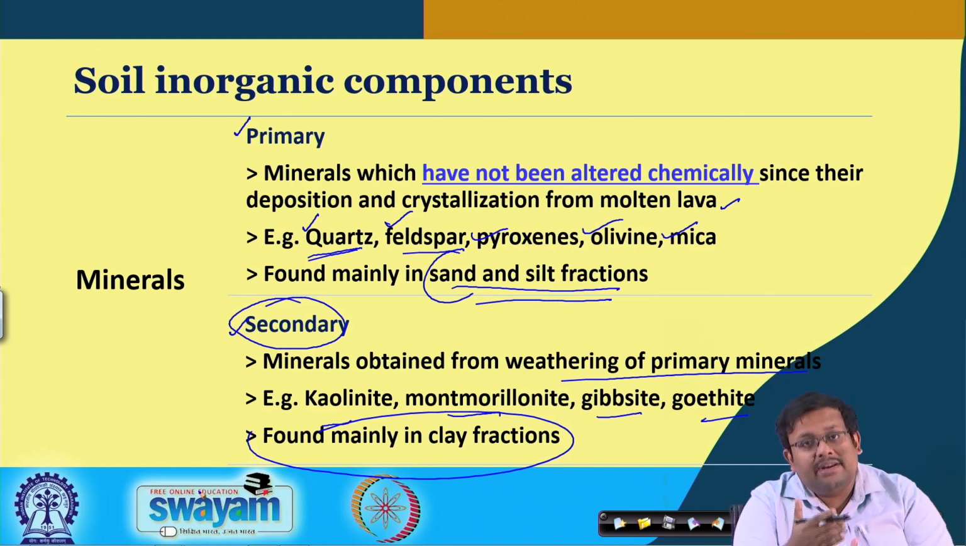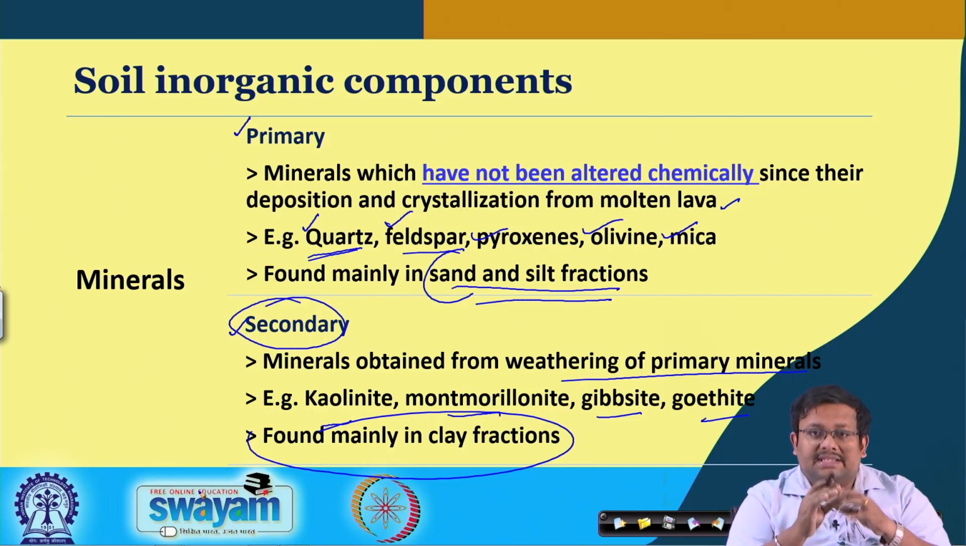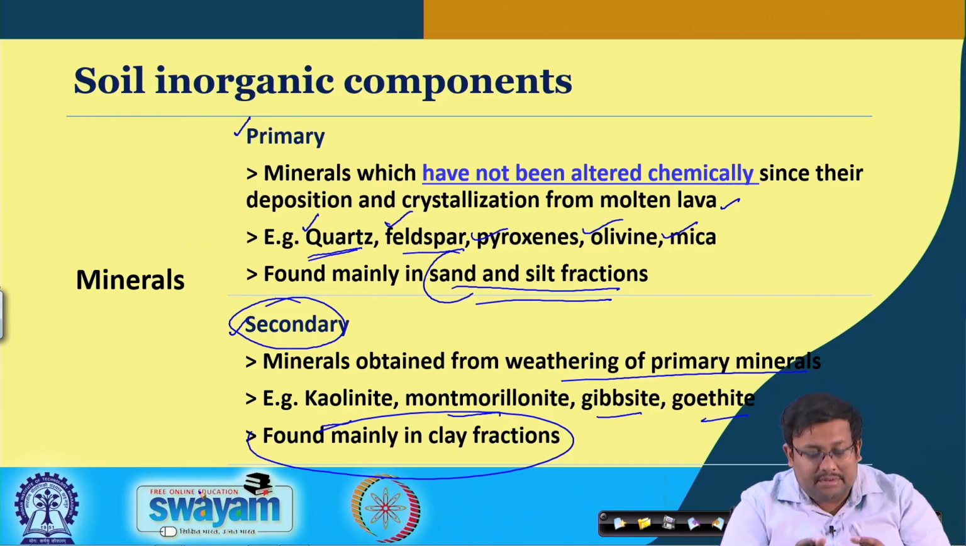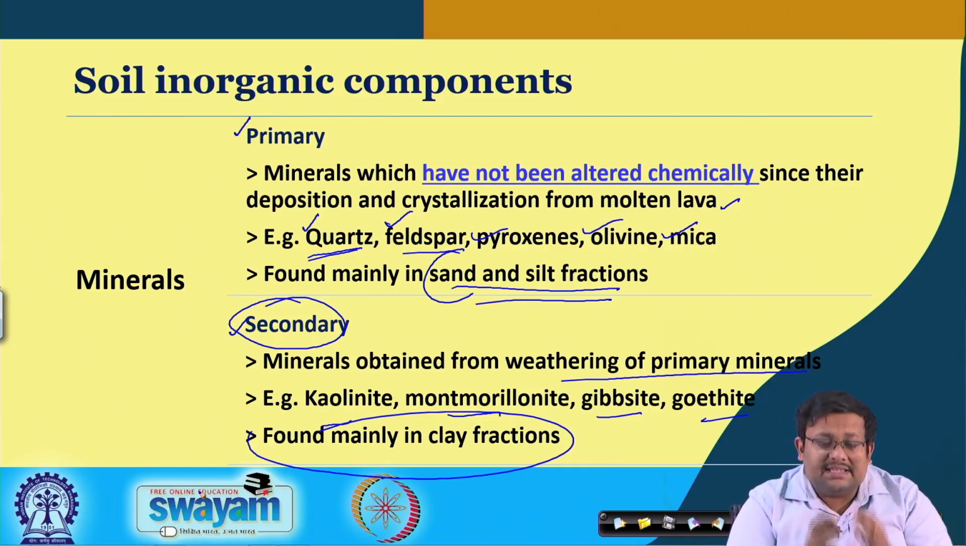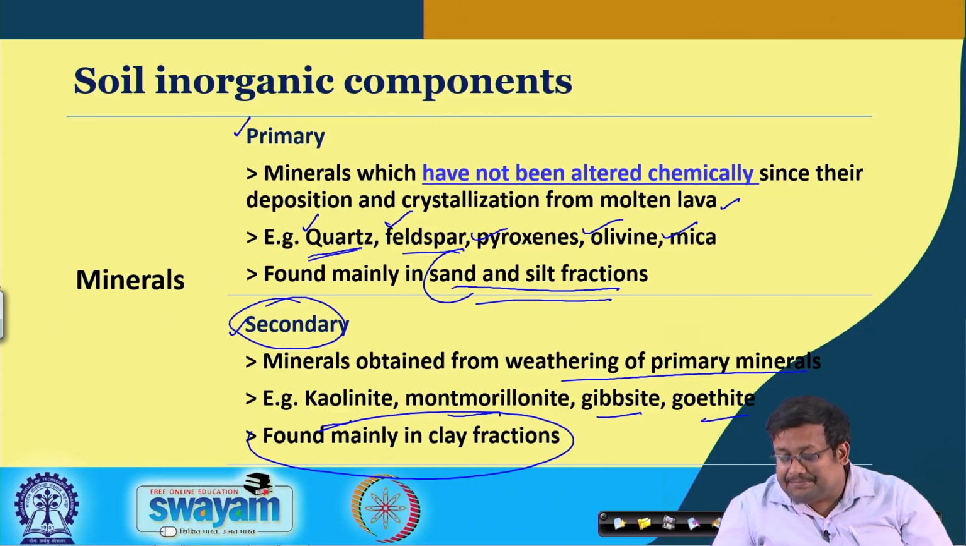So, again, primary minerals are concentrated in the sand and silt fraction, and the sand and silt fraction basically produces the skeleton of the soil, whereas secondary minerals, also known as clay minerals because they compose the clay, form from the weathering of the primary minerals, and their chemical structure has been changed, and these clay fractions or clay minerals basically compose the flesh of the soil. So, this is the difference.